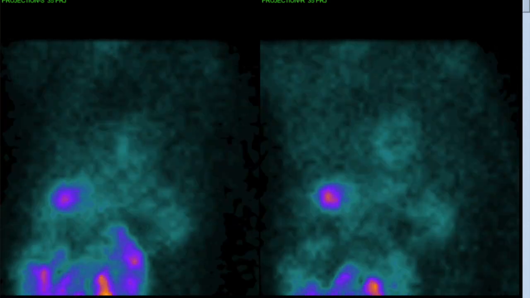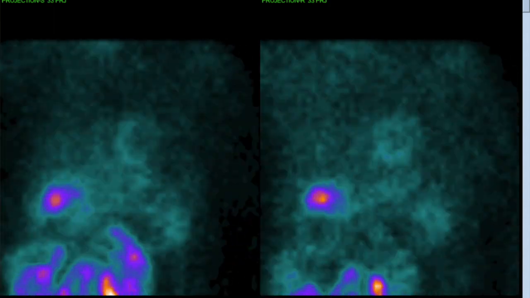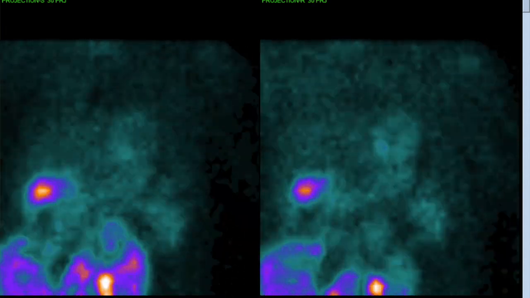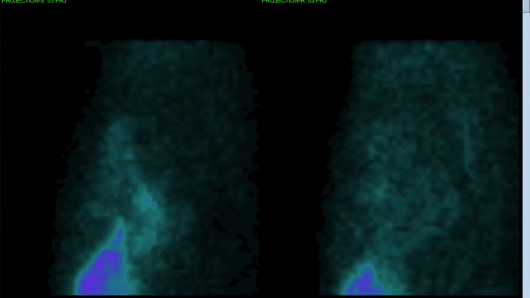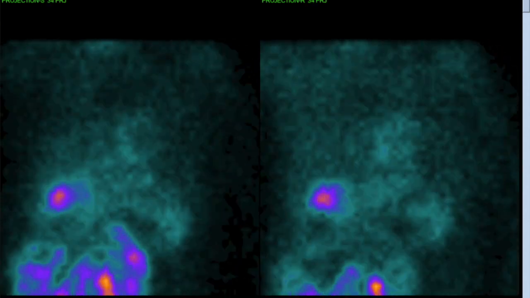You can appreciate that his arms are down by his side, and ideally we put the patient's arms up above their head if they could do so, but very often people find that tricky. But it just means you have more attenuating tissue by the patient's torso if the arms are down by their side. We look for motion, we look for lung uptake, we look for uptake adjacent to the heart in the liver or in the stomach.